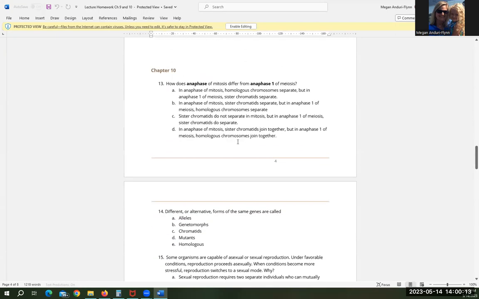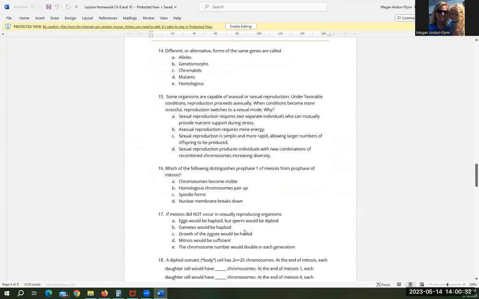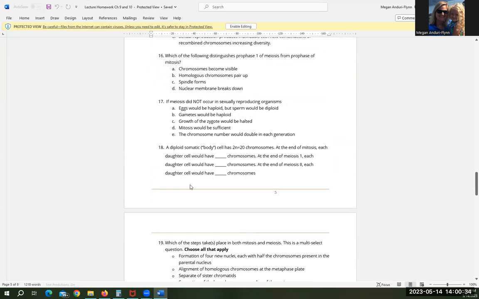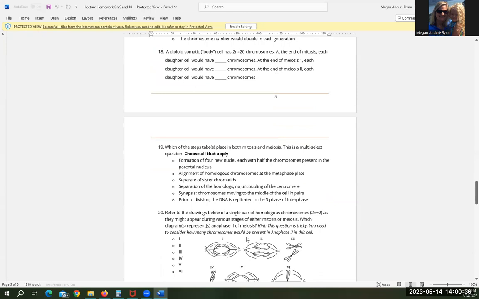For chapter 10, we get into meiosis, so that's basically creating sex cells, our sperm and our eggs. And so that's a little different method than mitosis. So make sure you understand the different stages of meiosis and how they differ from the different stages of mitosis. So we have more multiple choice questions for you, some conceptual understanding questions.